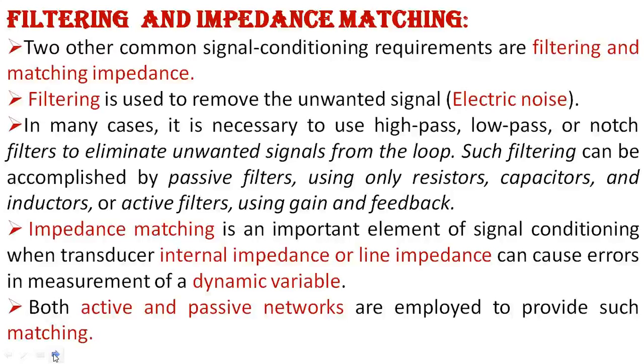Such filtering can be accomplished by passive filters using only resistors, capacitors and inductors, or active filters using gain and feedback. The impedance matching is an important element of signal conditioning when transducer internal impedance or line impedance can cause errors in measurement of a dynamic variable. Both active and passive networks are employed to provide such a match.